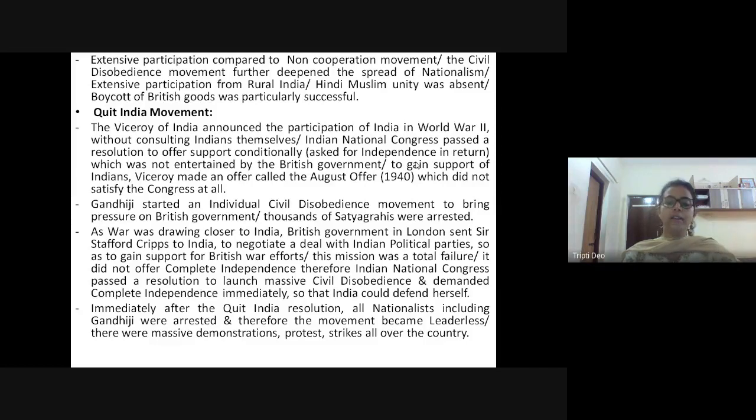So they were called the Satyagrahis, who were doing this individual disobedience, and there were thousands of these Satyagrahis across India who were arrested when Gandhi started the individual civil disobedience movement.